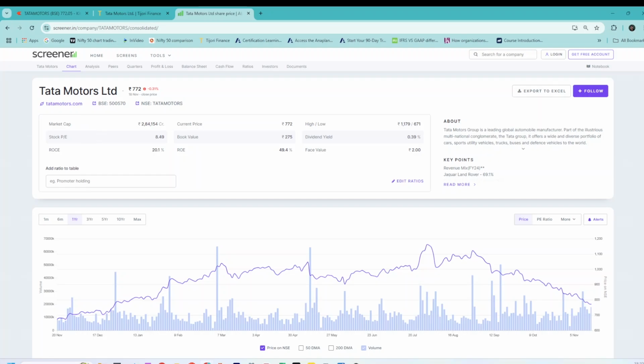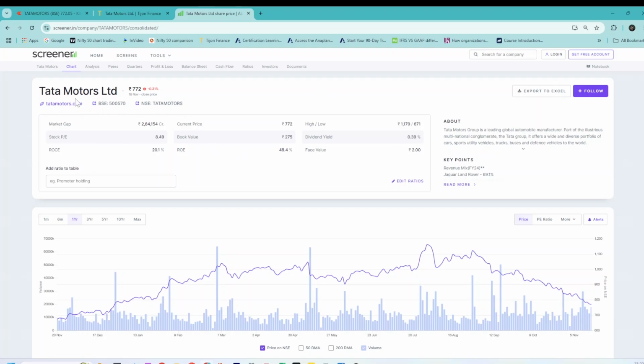Now let's discuss the upfront ratios presented on this website. The market cap of the company is 2,85,000 crores. The stock P/E is at 8.49 right now, which seems attractive, but we will dig deeper to get it confirmed. ROCE is at 20% and ROE is 49.4%. We will also analyze this in detail later.